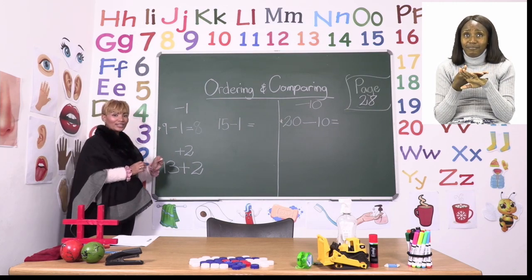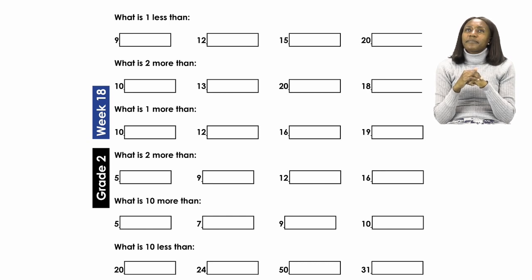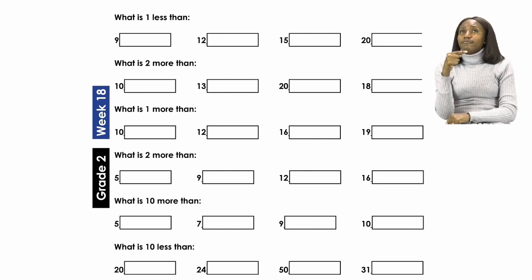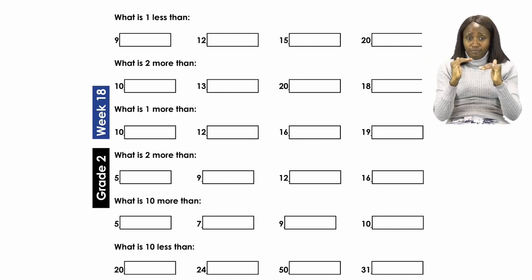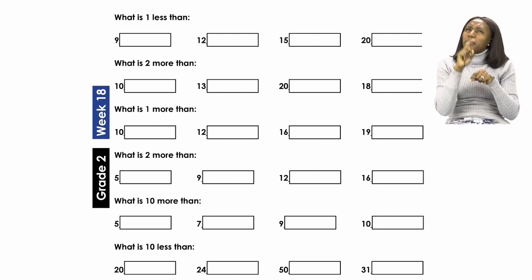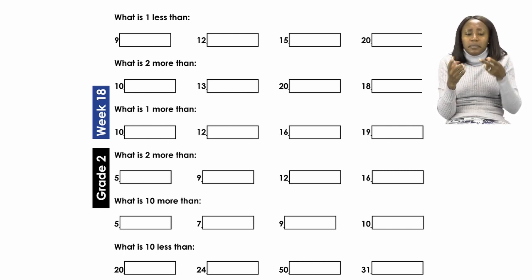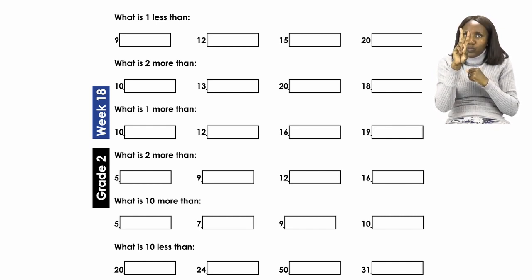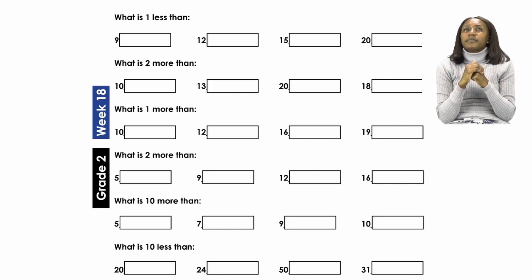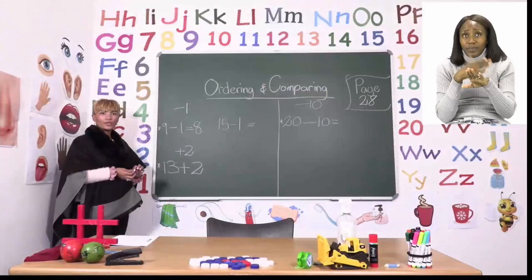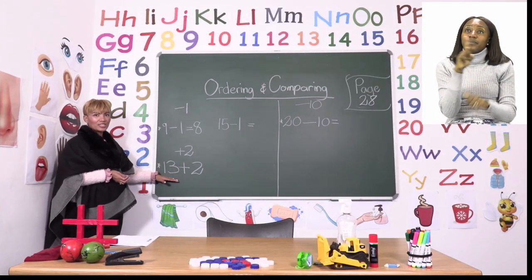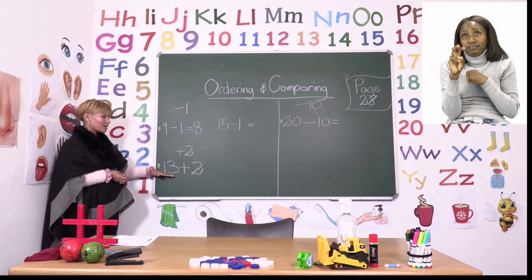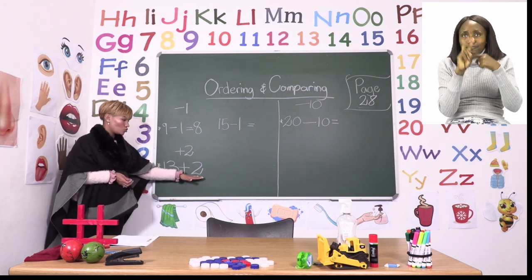Let's look at the second example. Let's quickly go back to page 28 in our workbooks. In the second row it says, what is 2 more than? So we said earlier, when we say more than, it means we have to add. So how much do we add here? 2. Great job. So I'm going to do another example with you on the board, and I have chosen the number 13. So since we have to add 2, we are going to say 13 plus 2.